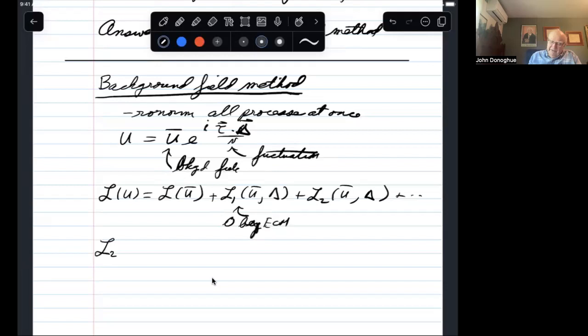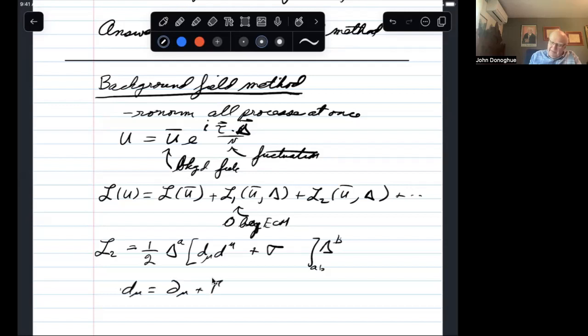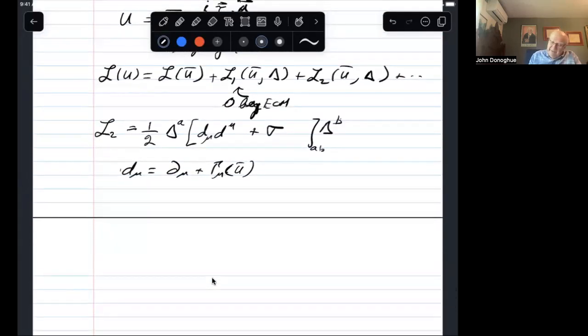I can write the second order term as, it's going to be second order. They have a carrying index, and so there's a matrix here, AB. It involves two derivatives of these fields in general. And so we write this in what's our canonical form, D mu plus some matrix, D mu plus some gamma mu, which is a function of U bar, and sigma is some function of U bar.